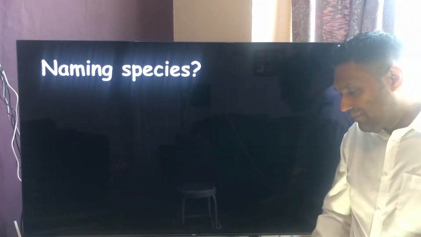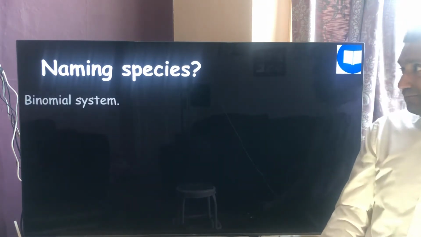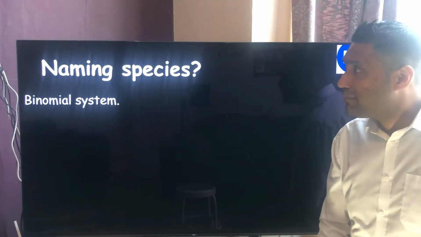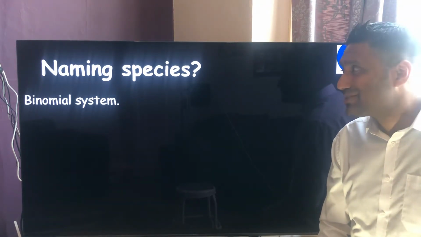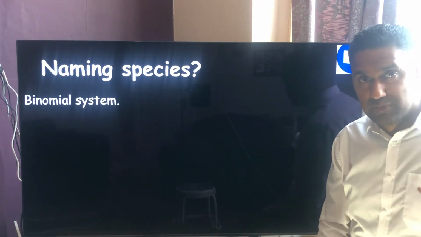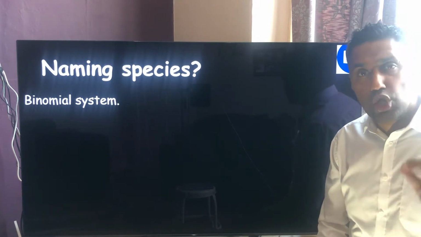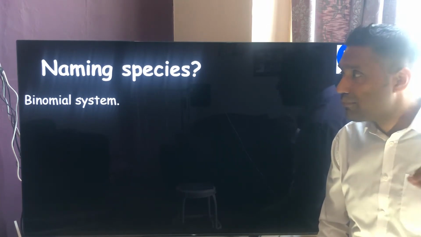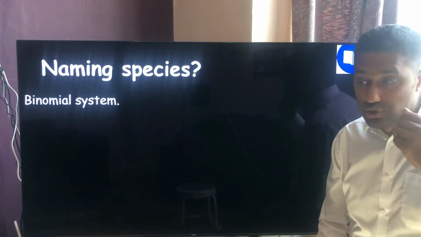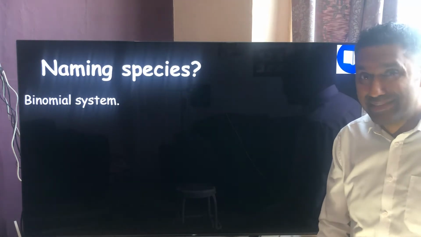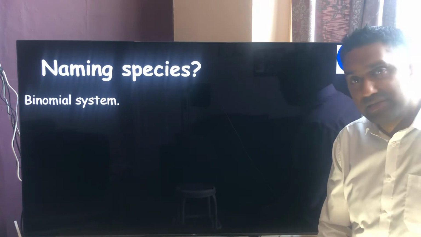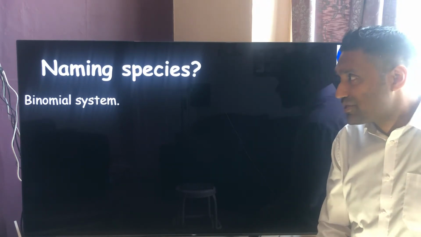What about naming species then? How do we name species? We use something called the binomial system. The binomial system is based on a two-name system. Bi meaning two, like bicycle, two wheels. And nomial comes from the word nom, meaning name. So, a two-name system. And it was designed by a Swedish botanist, a Swedish guy who worked with flowers, Carl Linnaeus. Carl Linnaeus came up with this system.